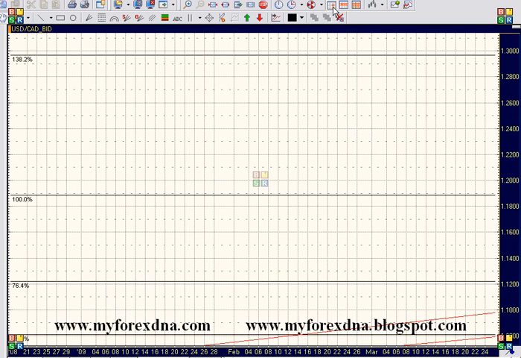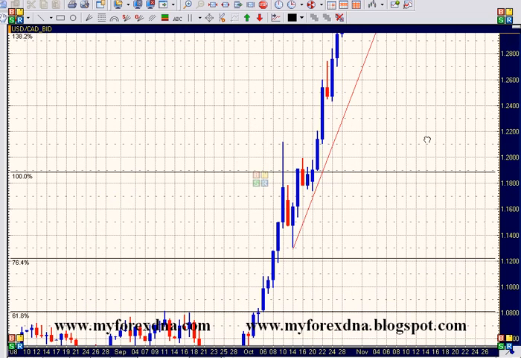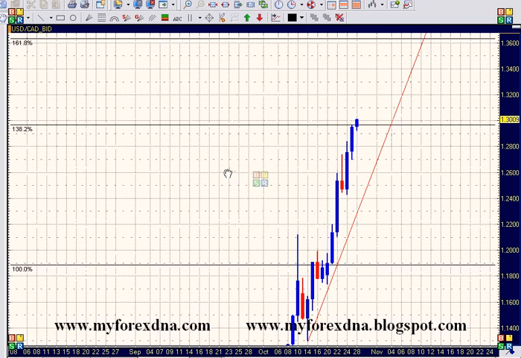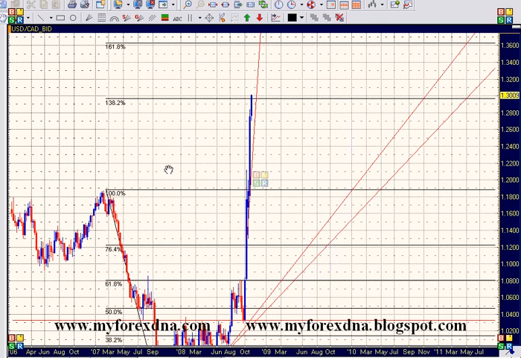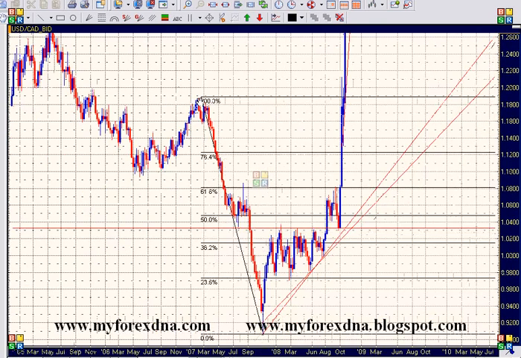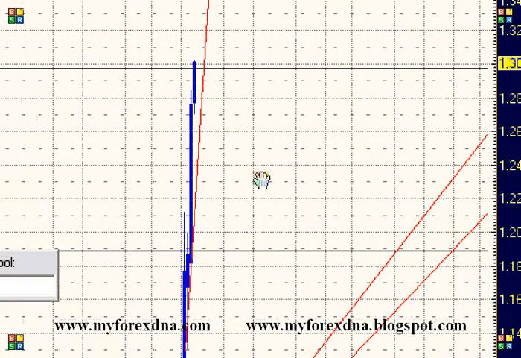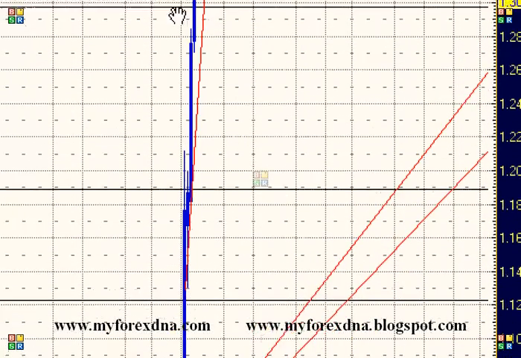However, when I look at the long-term daily chart, you can see the trend has gone up way too high, way too quickly. It has reached the 138.2% Fibonacci extension, which I've drawn on the basis of the weekly charts here. As you can see, this was the peak, this was the low, and the great big jump right here.